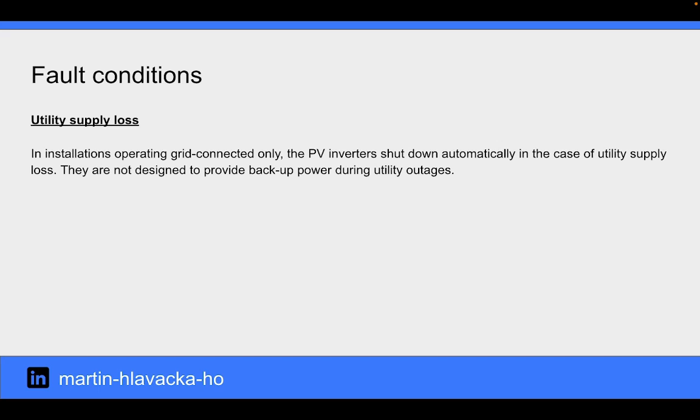In installations operating grid connected only, the PV inverters shut down automatically in the case of utility supply loss. They are not designed to provide backup power during utility outages.